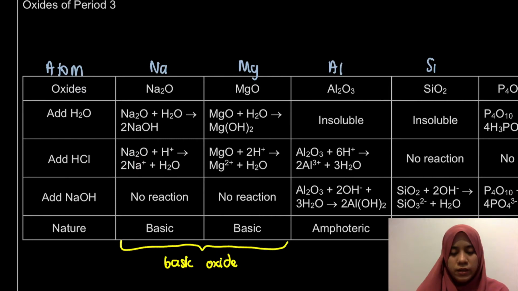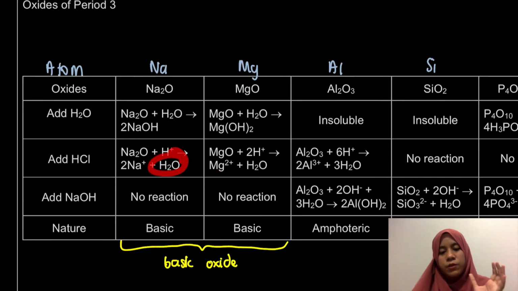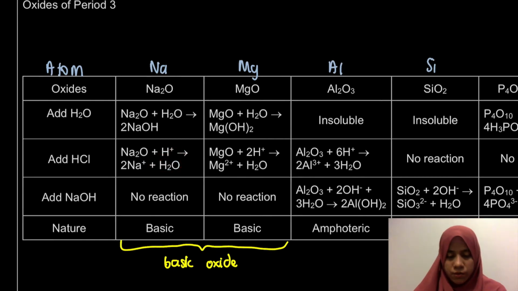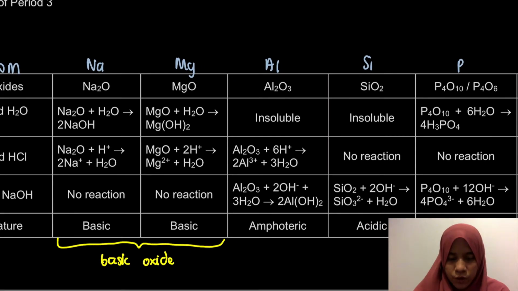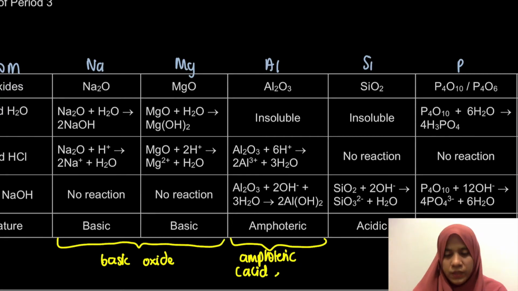So when it reacts with acid, it forms water. So this is actually what we call sodium and magnesium as basic oxide. Aluminium is an amphoteric oxide. Amphoteric means it is both acid and base. It has both characteristics of acid and base, and that's why it can react with acid and base.